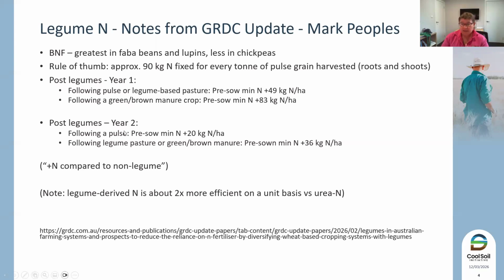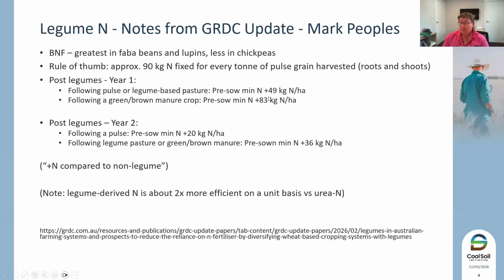What was interesting was the second year post legumes. If you're following a pulse, so a grain legume, you've then got approximately an additional 20 kilos of N in the system. And if you're coming from a legume pasture, a green or brown manure, this can be up to 36 additional kilos of mineral N. So really showing that post legumes, there's a big hit the first year, and then there's an ongoing hit in year 2, which is showing that continual breakdown processes of that organic nitrogen. Now, there's also commentary that a legume pasture, particularly lucerne, will continue to have some benefit into year 3 as well.